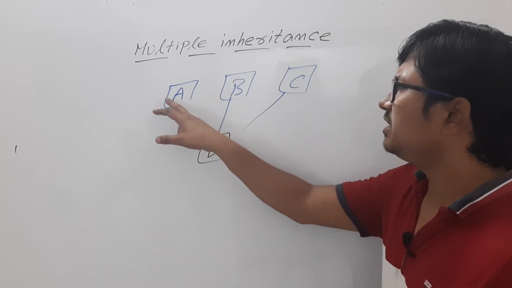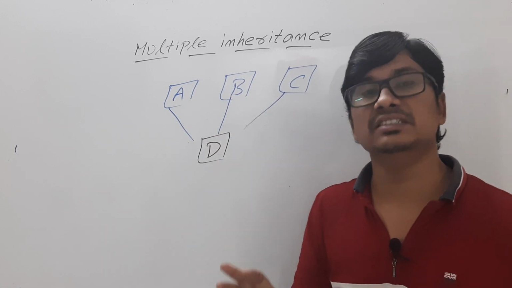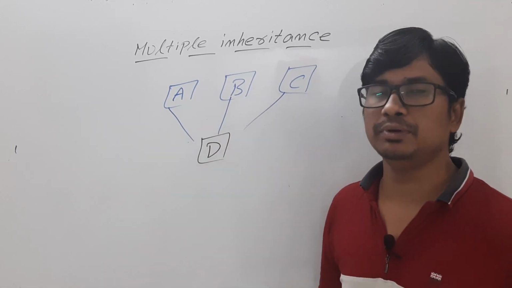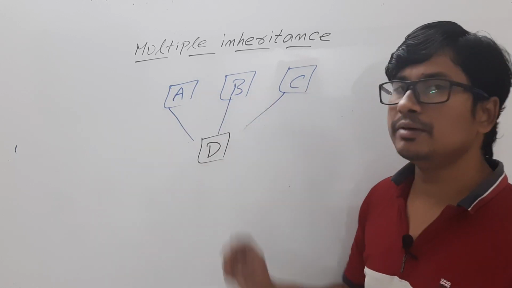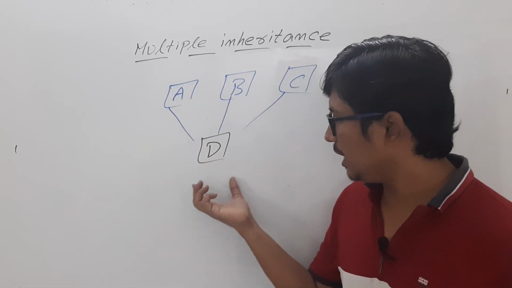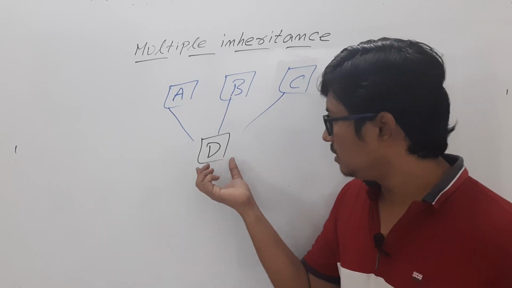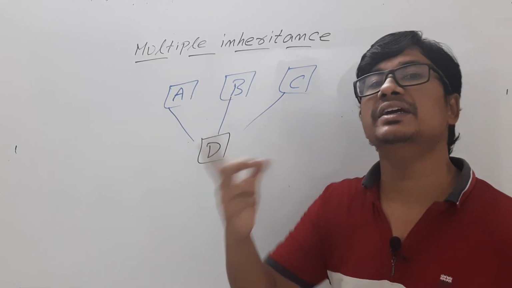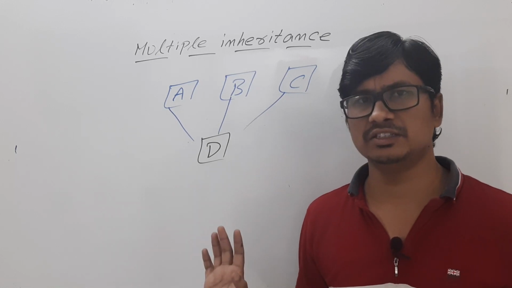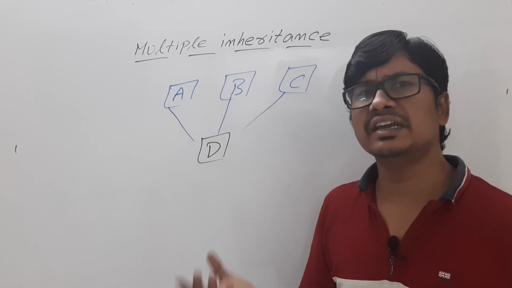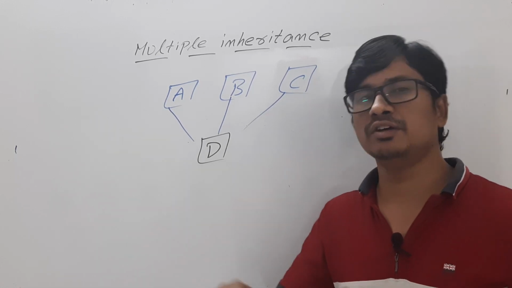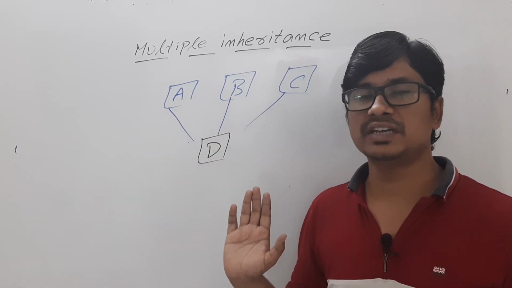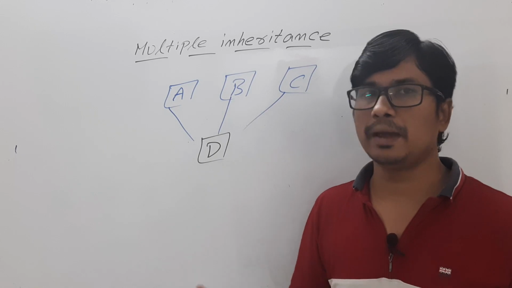Now, if these three are classes, then in Java we cannot achieve multiple inheritance. If all three of them are interfaces, then we can achieve multiple inheritance, or one of them can be a class. All these things I will discuss with you. What is an interface? An interface provides the blueprint of a class. In an interface, the variables are static variables and the methods are abstract methods.